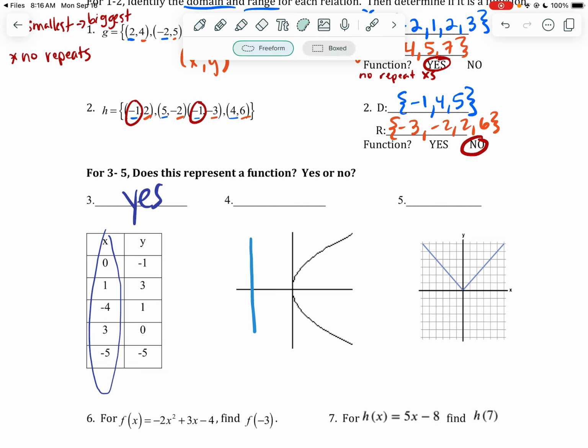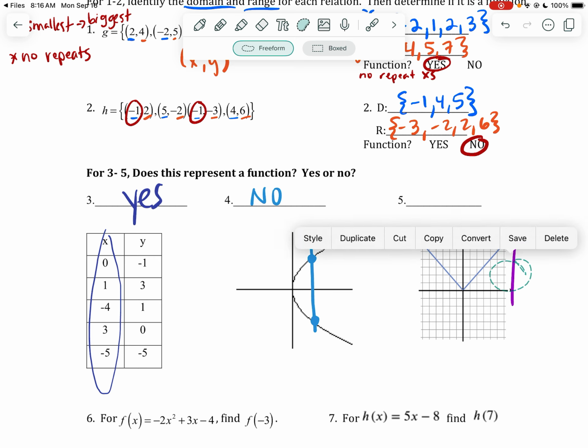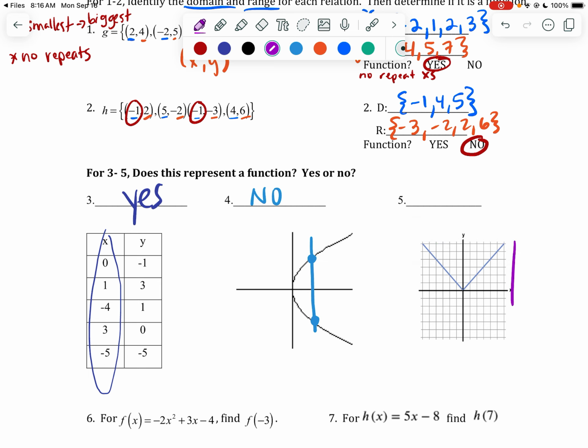That's when we do this vertical line test. So if you take a vertical line and you drag it through your graph, for it to be a function, it's not allowed to touch your graph more than once. Well, this one, if I stop it at any point, it's touching twice, so this one does not pass. Okay, now if I do the same thing with this last one, drag a vertical line, it's only touching once. So that one passes, so this one, yes, is a function.